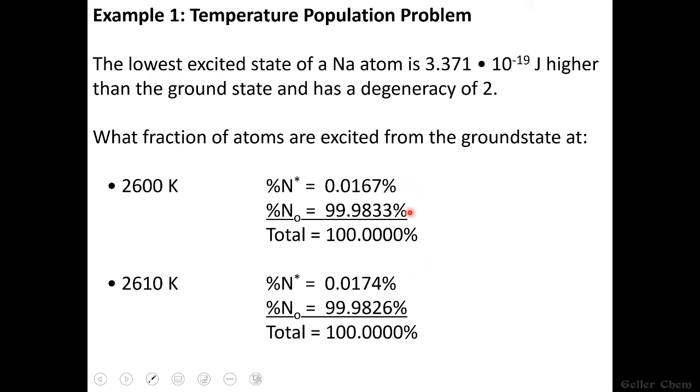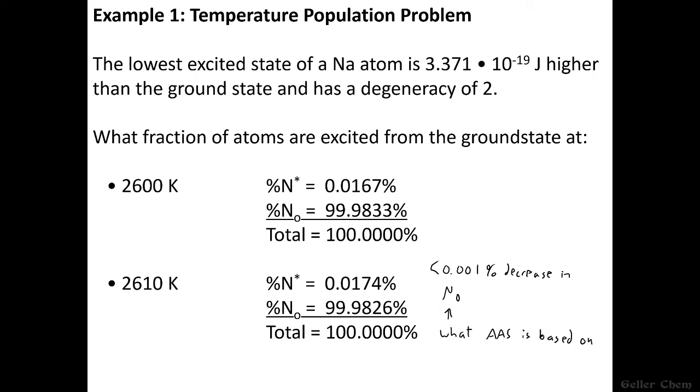But this number is so large that going down by that small number corresponds to very little percent change. In fact, it's less than a 0.001% decrease in the ground state population, which is ultimately what AAS is based on.